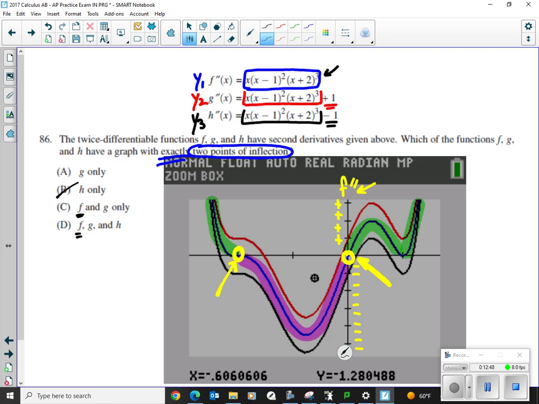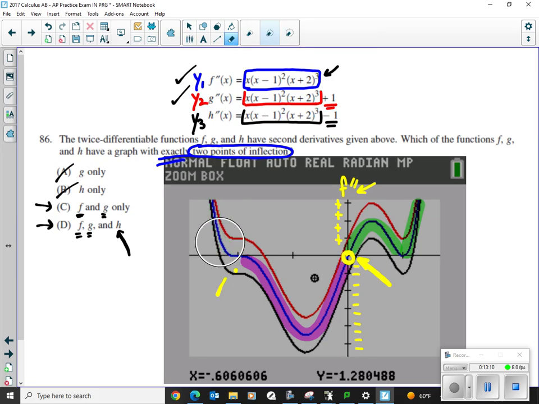So it can't be this one or this one. G is in both of these, so I only need to look at H. Is H an answer? If it is, then D's the choice. If it is not, then I pick C. Right now, by default, I know G is in both of my correct answers, so I'm not even going to check the red one. So let's go right to the black line, which is H double prime.